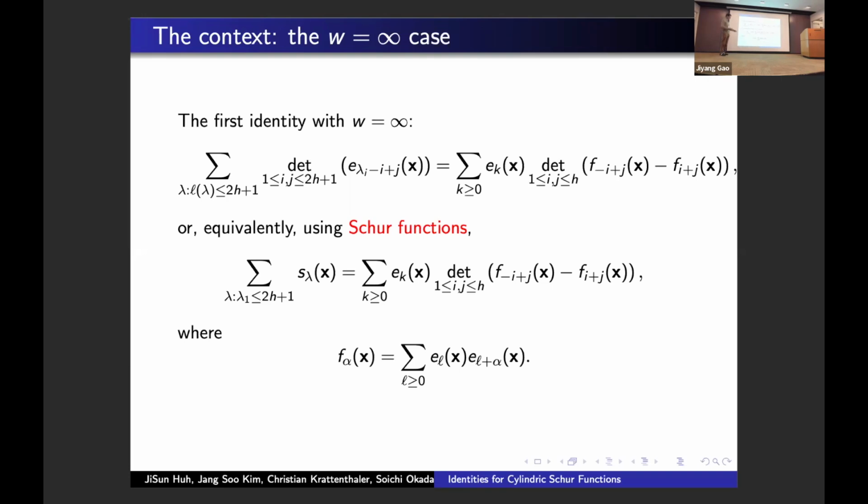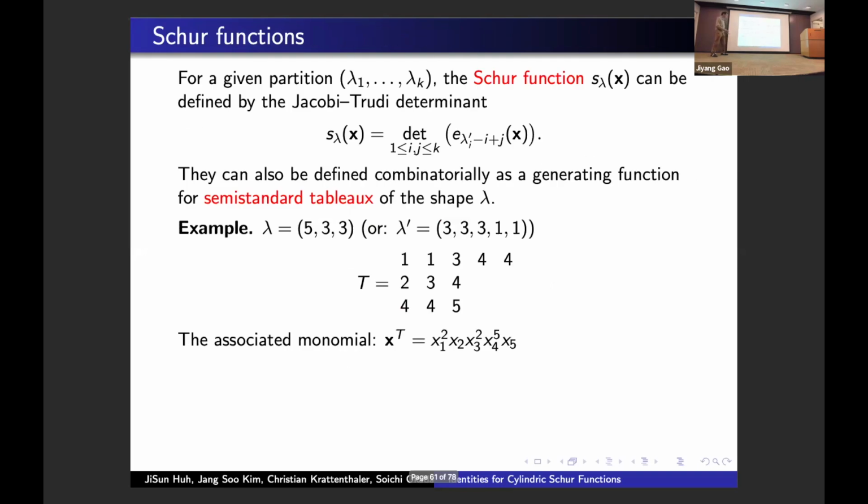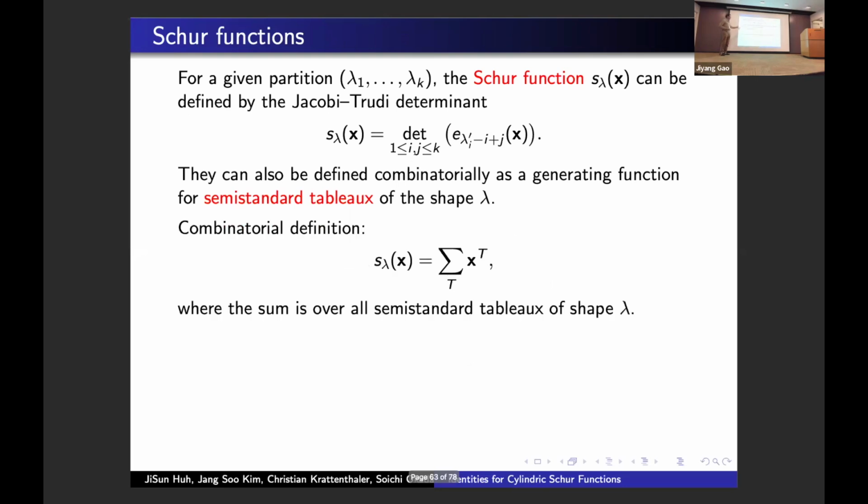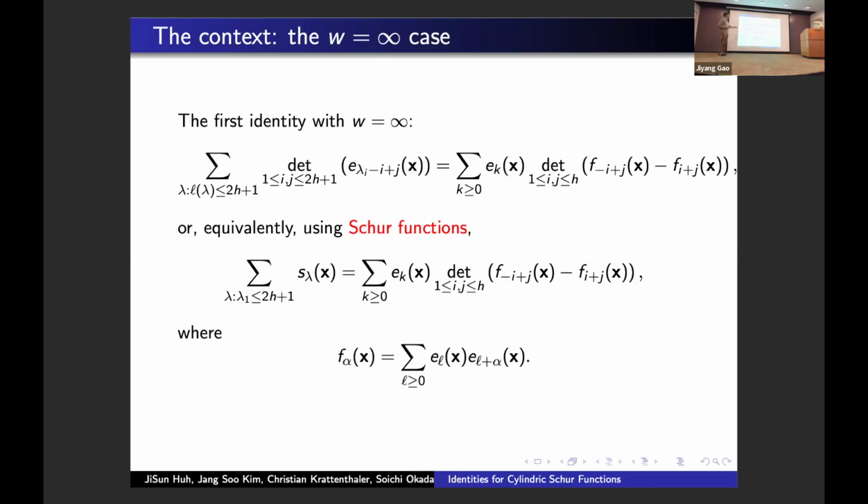I have also an explanation about Schur functions, but again, I don't think it's necessary. It's the sum over monomials corresponding to semi-standard tableaux of that shape. And so the first identity becomes this one. The second, here it is again, right?